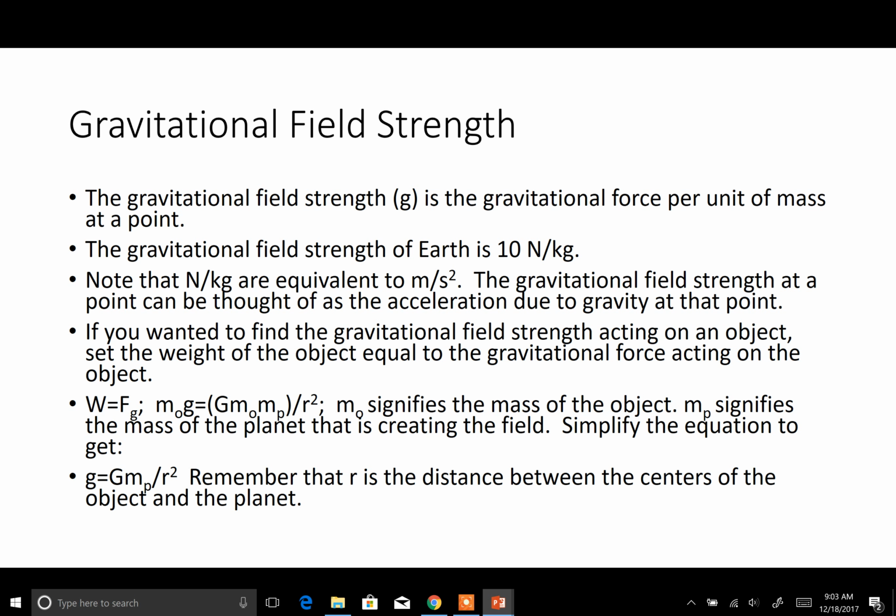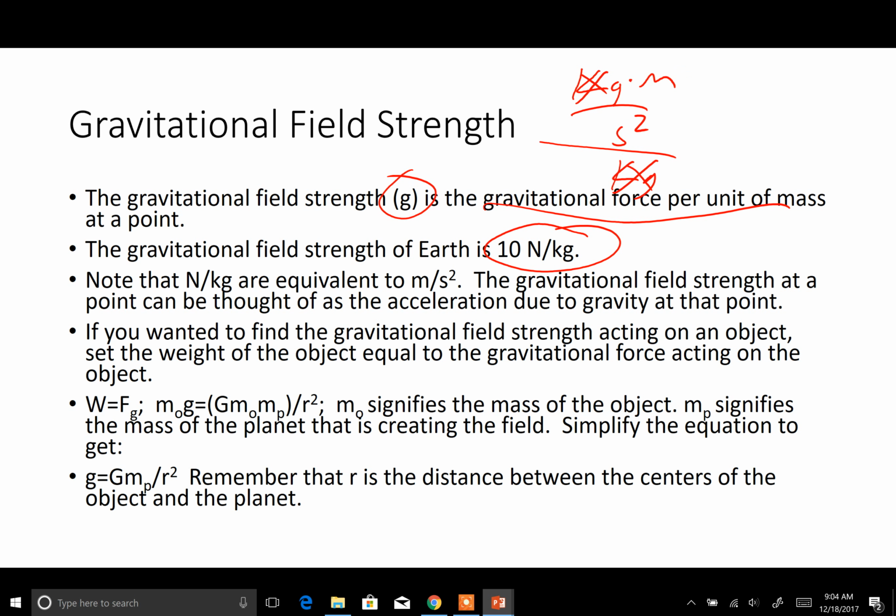We also talk in this unit about what's called the gravitational field strength. It's notated with little g. It's essentially identical to the acceleration due to gravity. When we're talking about it in terms of gravitational field strength, it measures the gravitational force per unit of mass at a specific point. The gravitational field strength of Earth is 10 newtons per kilogram. Now remember that a newton is a kilogram times a meter over a second squared. So if we divide that by another kilogram, notice that we end up with meters per second squared. So this might also be thought of as 10 meters per second squared.